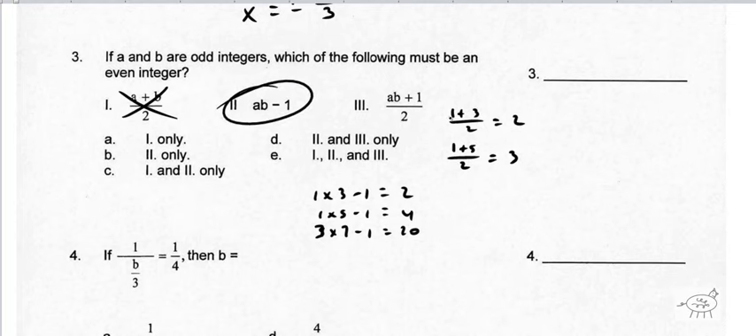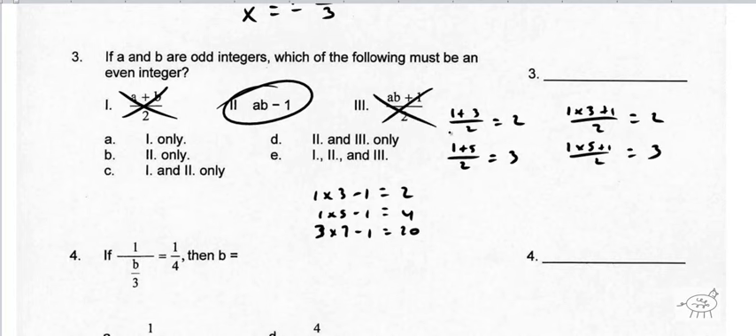How about AB plus 1 over 2? Let's do 1 times 3 plus 1 over 2. So that's going to be 4 over 2, which is 2. That's good. How about 1 times 5 plus 1 over 2? Well, that's going to be 5 plus 1 is 6 over 2 is 3. Oh, not good. Okay, so that's out of there. So the only one that really works is B.